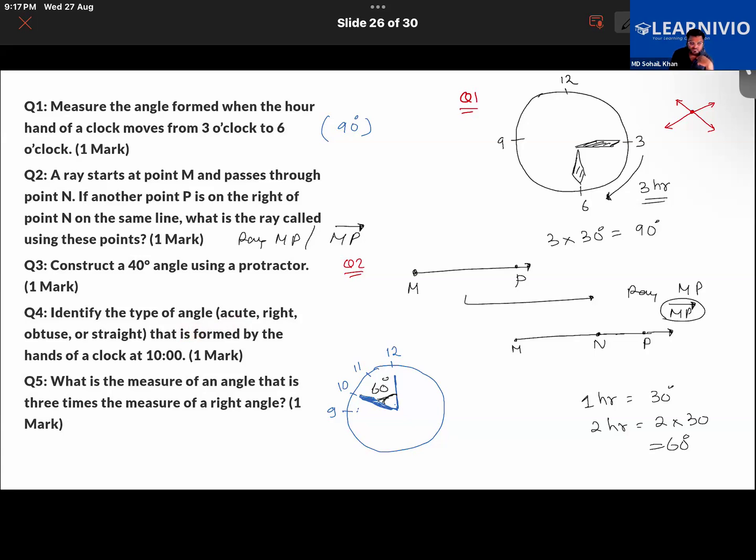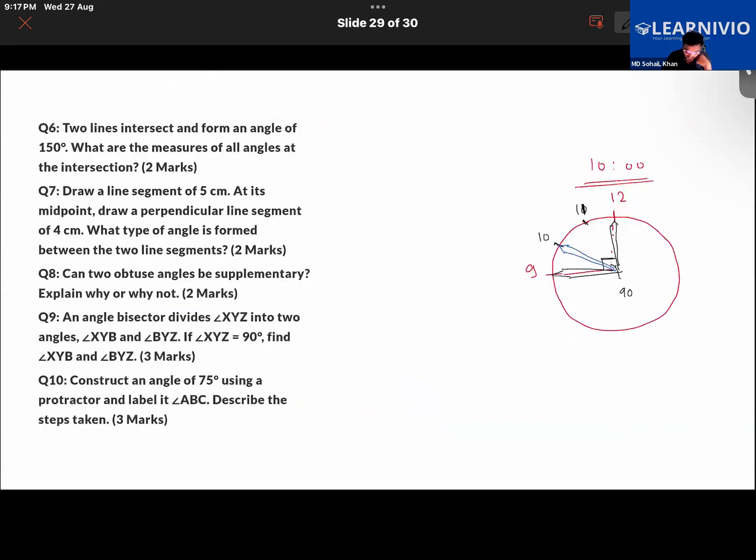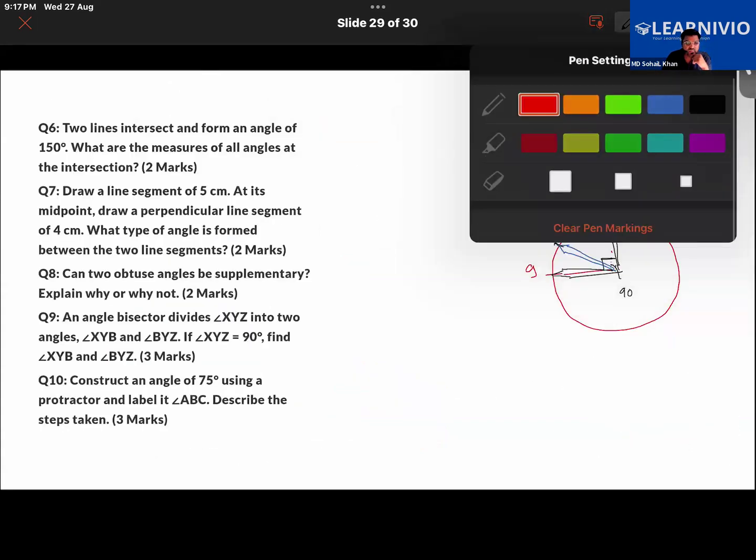Yeah, it is an acute angle, no? For the fifth one, I think it's 270 degrees. Yes, very good. It's saying 3 times the measure of a right angle. If you know a right angle means 90 degrees, then 3 times 90 is 270 degrees. Okay, now everyone continue from here.